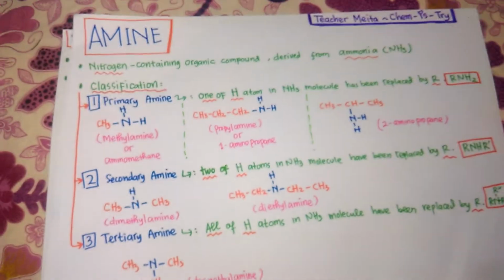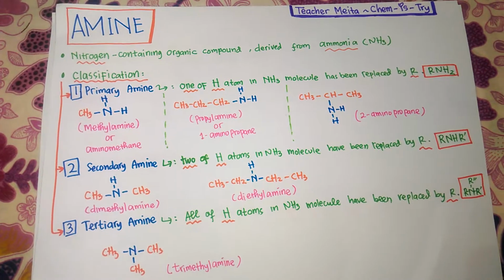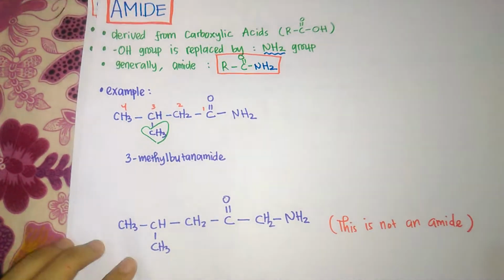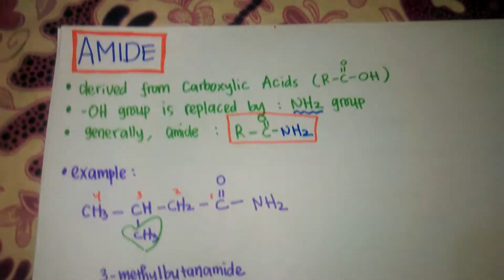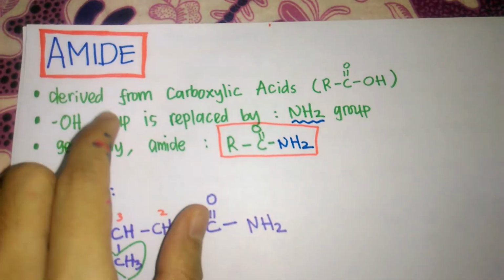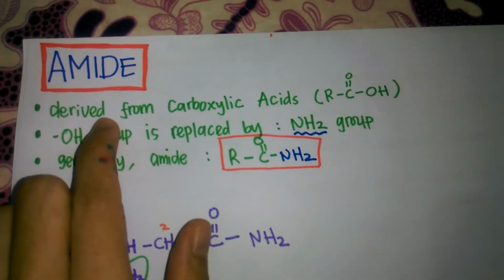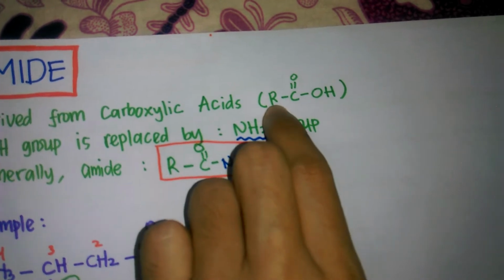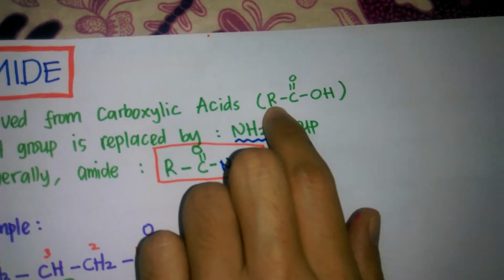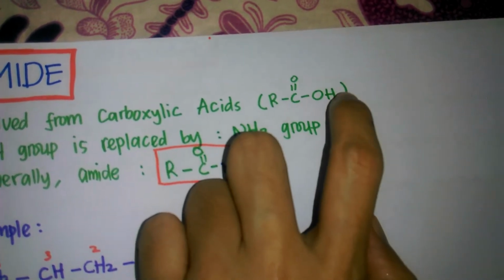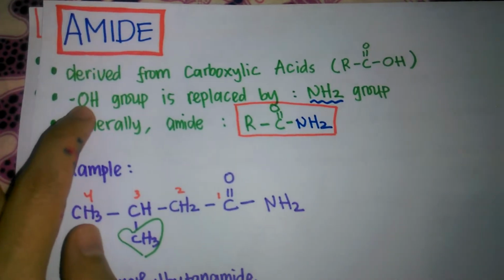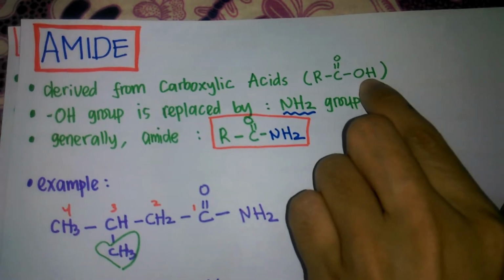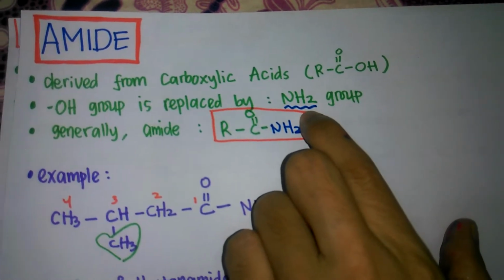Okay guys, I think you have a clear understanding about amine. Now we can move on to amide. Amide is derived from carboxylic acid. As you know, carboxylic acid has the general formula RCOOH. So remember that this hydroxyl group is replaced by an amine group.